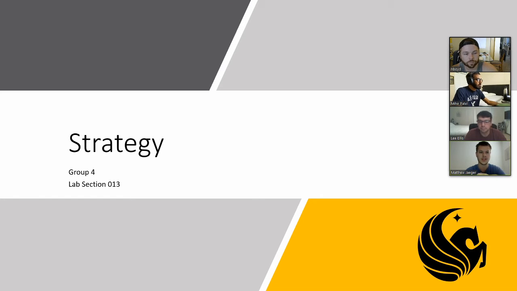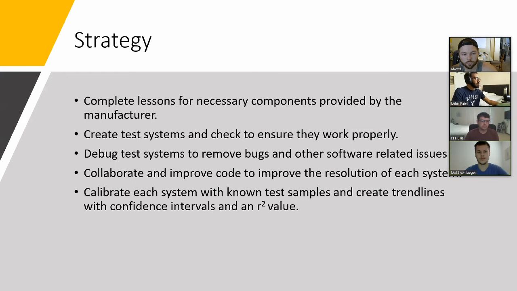So now we can move on to the strategy that we had. For our strategy, we knew we had to complete our lessons for the necessary components in order to get an understanding of how they worked. That included lessons 11, 13, 14, and 21.